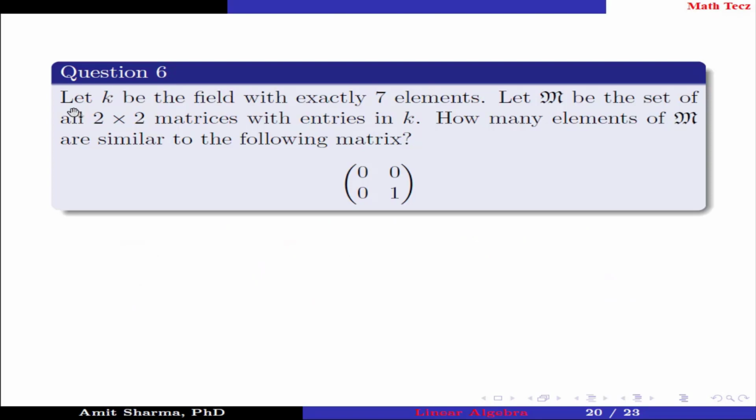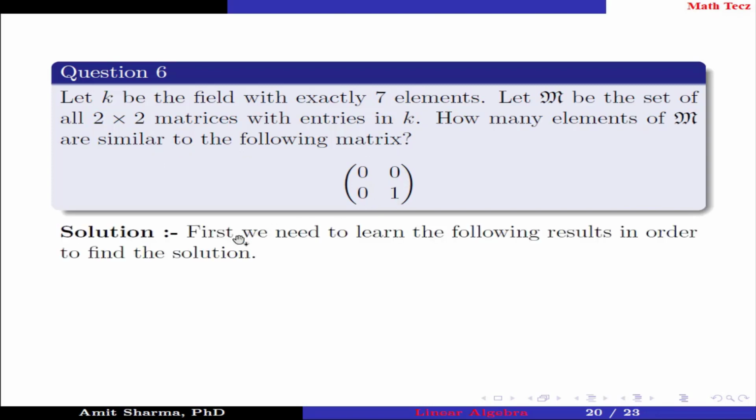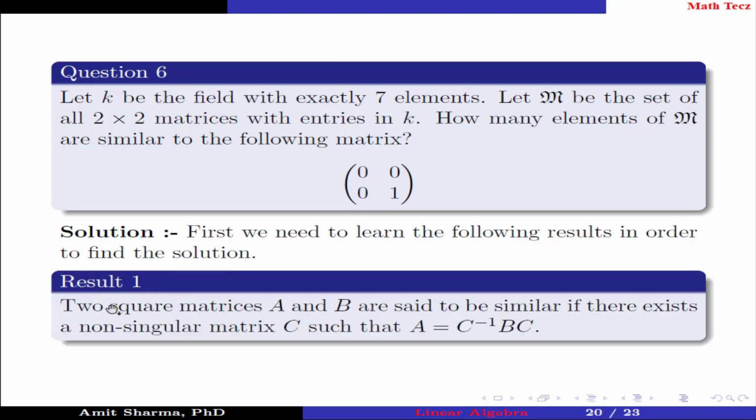Question number 6. Let K be the field with exactly 7 elements. Let M be the set of all 2 cross 2 matrices with entries in K. How many elements of M are similar to the following matrix 0, 0, 0, 1? First, we need to learn the following results in order to find the solution. Result number 1. Two square matrices A and B are said to be similar if there exists a non-singular matrix C such that A equals C inverse B C.